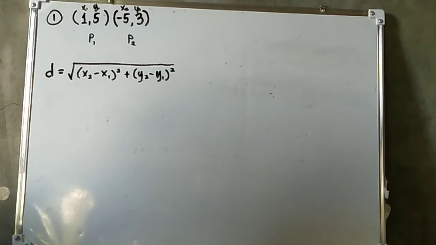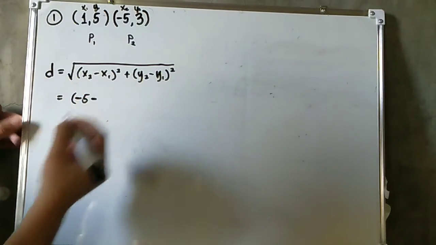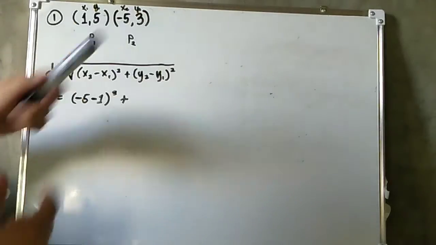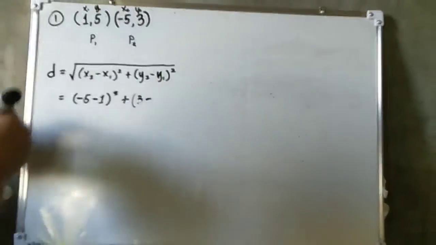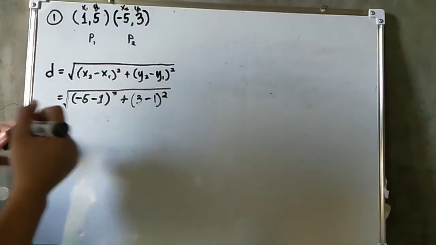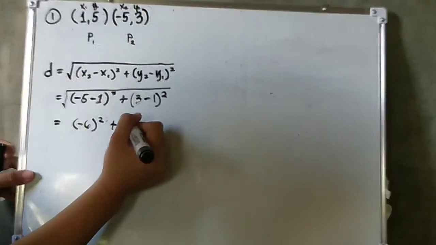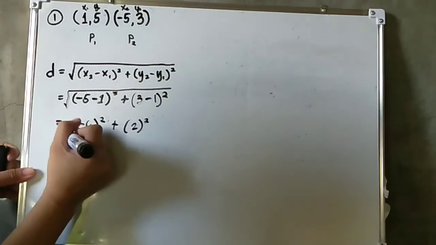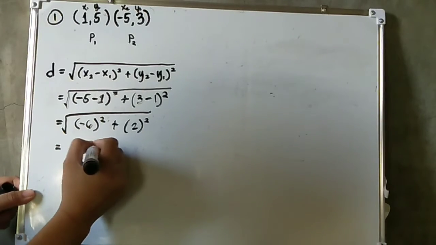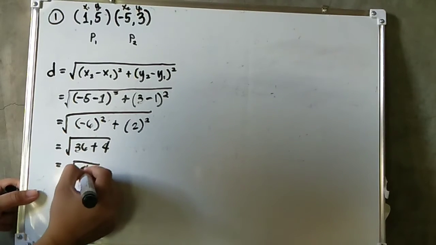The next step is to substitute the numbers. X sub 2 is negative 5 minus x sub 1, which is 1, squared, plus y sub 2, we have 3, minus y sub 1, we have 1, squared. Simplify the numbers inside of the parentheses. We have negative 6 squared plus 2 squared. Simplify: negative 6 squared is equal to 36, plus 2 squared is equal to 4. We have the square root of 40.